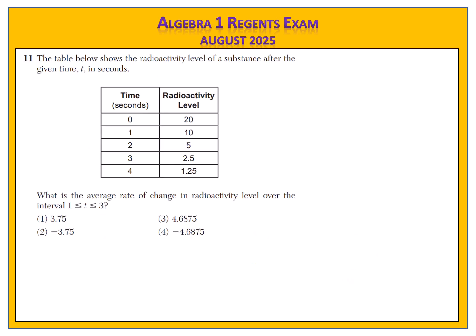Problem 11. The table below shows the radioactivity level of a substance after the given time, t in seconds. What is the average rate of change in radioactivity level over the interval from 1 to 3? Whenever we see the words average rate of change, we should instantly think of the slope formula, y2 minus y1 over x2 minus x1. In order to use this formula, we need 2 points. The interval 1 to 3 gives us our x values 1 and 3.